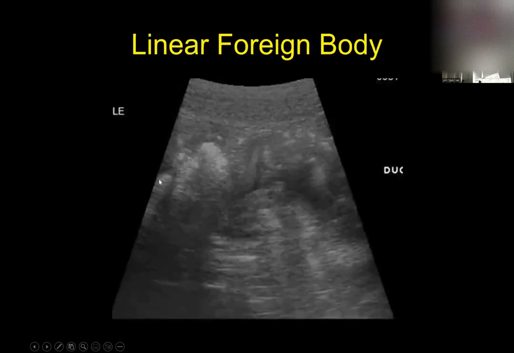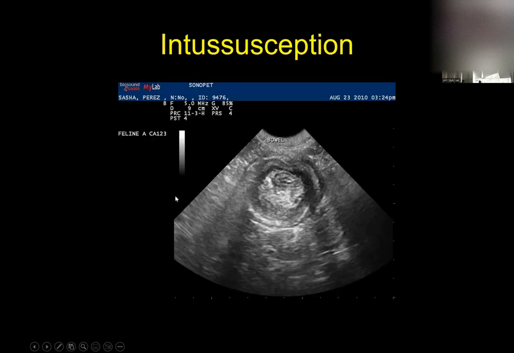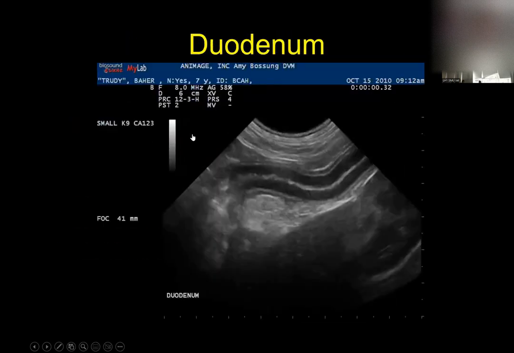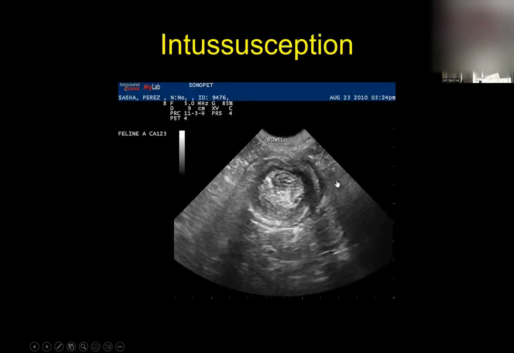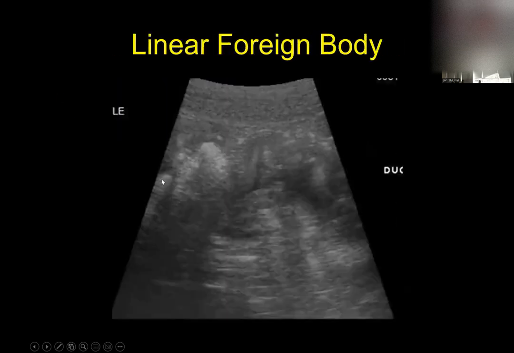Okay, this animal had a linear foreign body. So instead of a bowel loop that looks like this going straight across the screen, with a linear foreign body, you end up with a bowel that is a roller coaster ride. So this is a bowel loop. It's coming in here. There's the outside of it. It's coming way down here. It's coming up in here. It's coming down in here. So that bowel loop becomes a roller coaster.